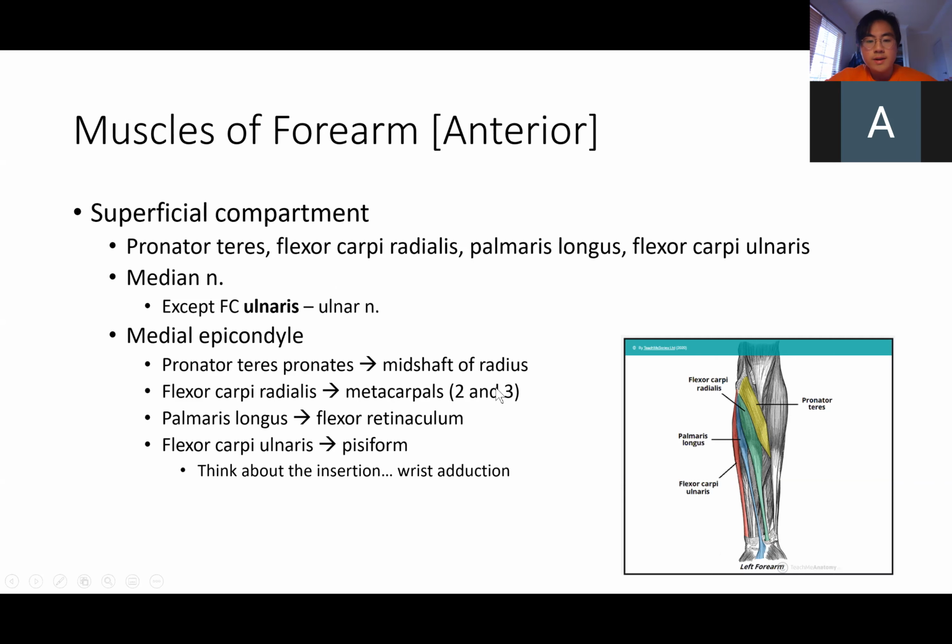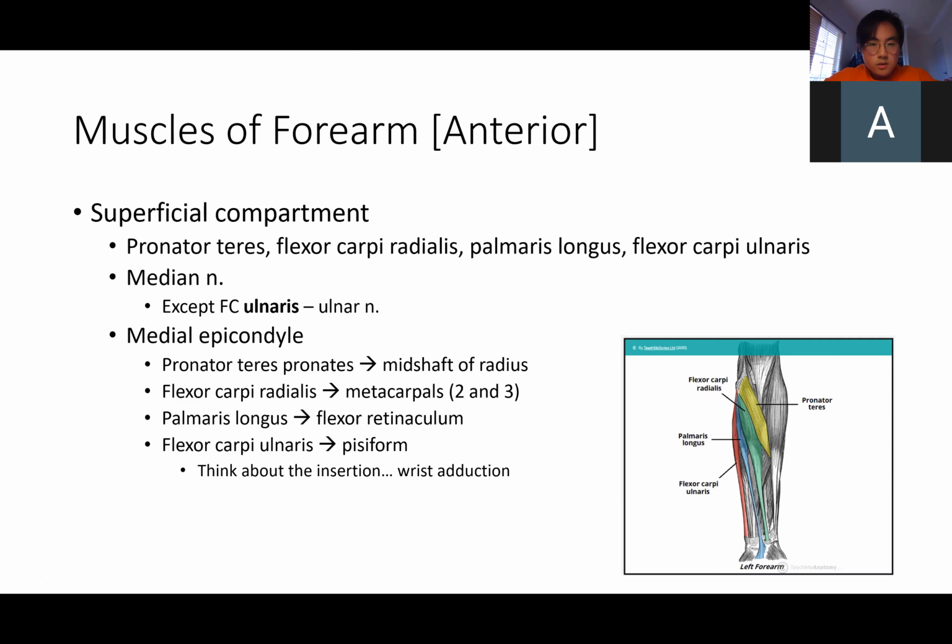Okay, so you don't need to know the specifics, but I just put them here. But know that it inserts into your carpal, your wrist, on your radial side. Same thing with your flexor carpi ulnaris. It's a flexor, so it starts in your medial epicondyle. It flexes the wrist on the ulnar side, so it makes sense that it would attach somewhere on your medial hand. So your pisiform, the ulnar side.